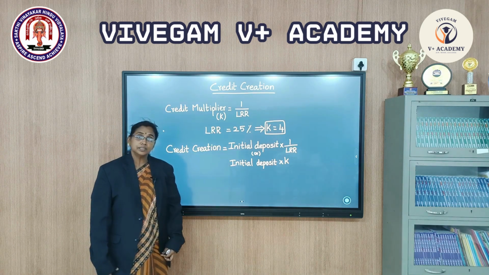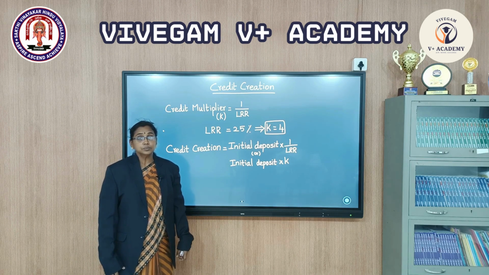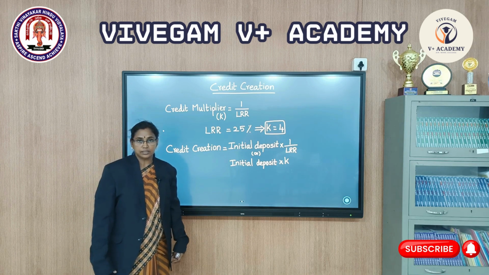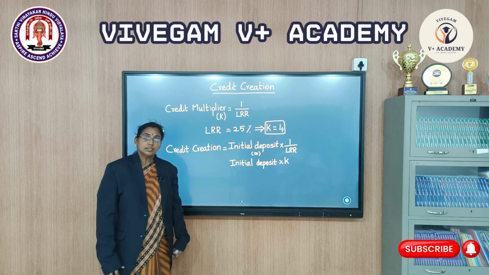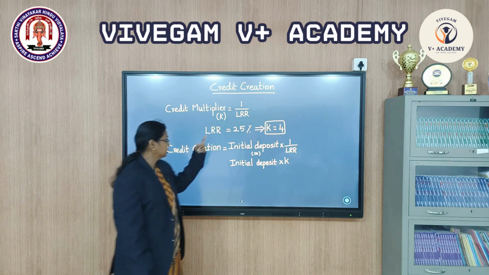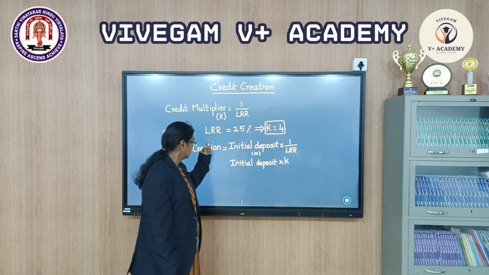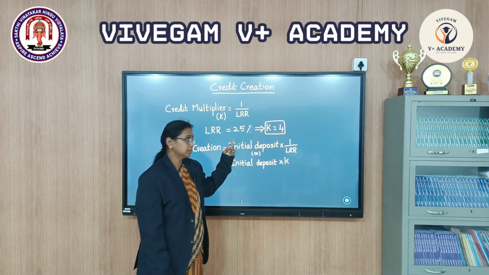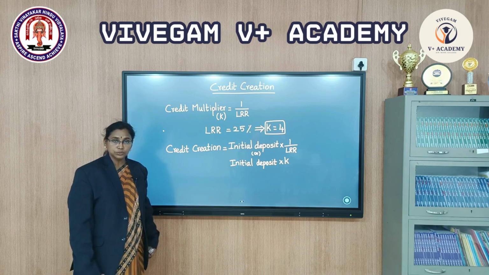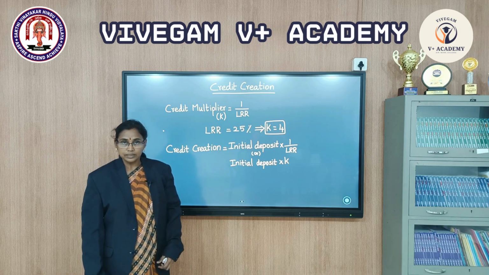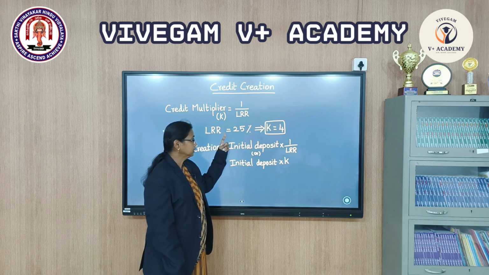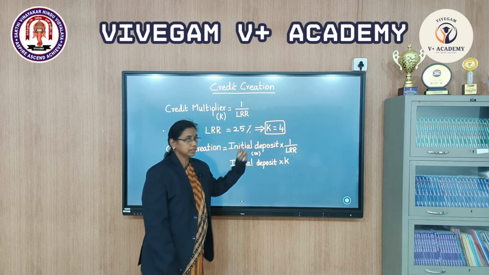What is credit multiplier? Credit multiplier is the reciprocal of LRR. Already I explained CRR and SLR. If you add CRR and SLR, we will get LRR. So here the formula is 1 by LRR, and if the LRR is 25% of initial deposit, the K will be 4. So what is K? We can denote credit multiplier by the letter K. So the value is 4. You can substitute in the formula. So 1 by 25 into 100, we will get the value 4.